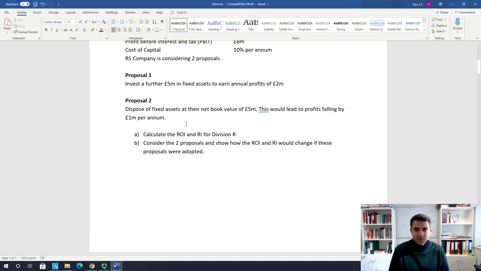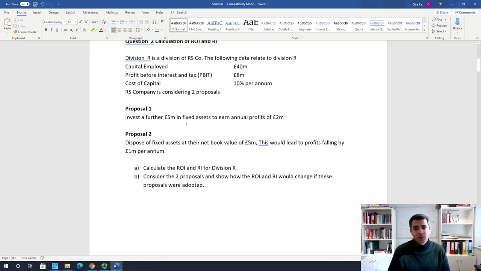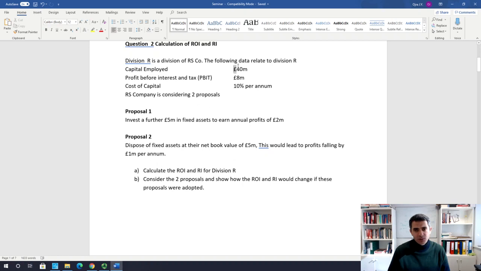Okay. For proposal 2, dispose of fixed assets at their net book value of 5 million, right? So what does that mean? Now the capital employed is 40 million. We need to dispose of 5 million. So this is now 35 million. So the capital employed right now is 35 million.